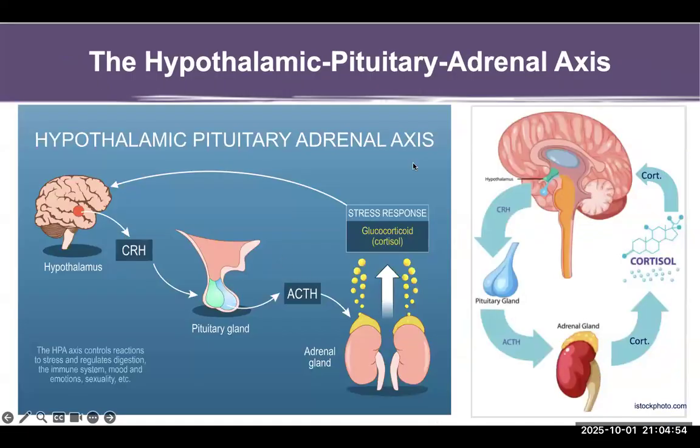And here are just some other images of the HPA axis. It controls reactions to stress, regulates digestion, the immune system, mood, emotions, and sexuality. So the stress system is really integral to almost every function of the body. It's very highly interconnected with the digestive system, the immune system, and then, of course, because it can impact the brain, it is highly associated with mood, etc.